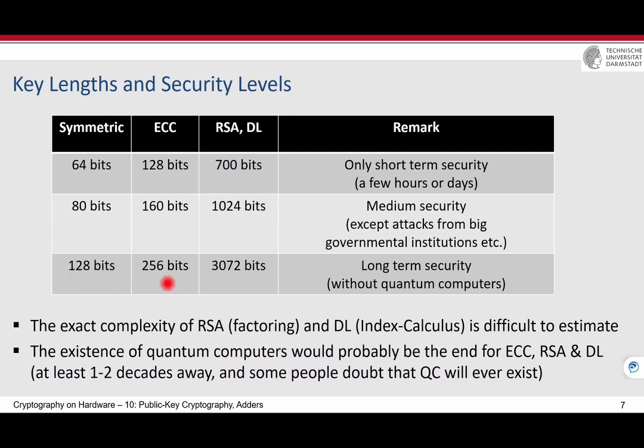You can say that, okay, for long-term security, you need 256 bits for ECC and more than 3,000 bits for RSA. It is also very hard to say the exact complexity of RSA and Diffie-Hellman, because it is difficult to estimate how hard the factorization or factoring is.